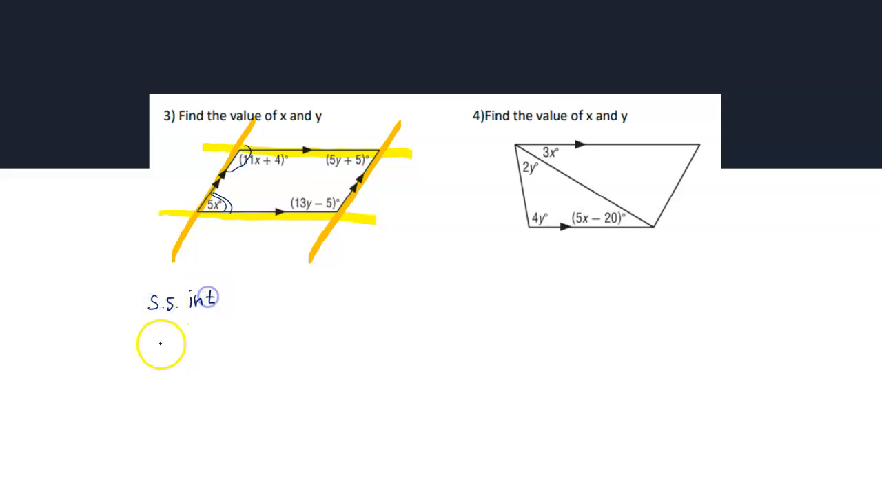So when I set those ones up, I'm going to make sure that those ones are supplementary. And then I'm going to do the same thing with these two angles. They're also same side interior, so same side interior are going to be supplementary, so I will set those ones equal to 180 as well.